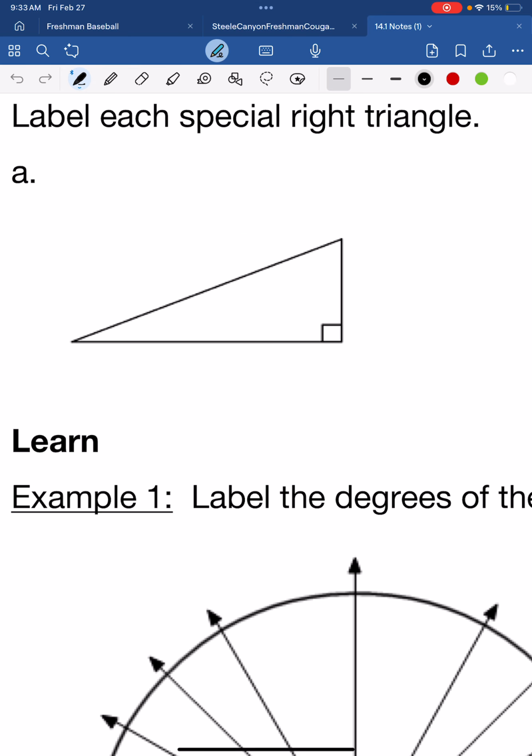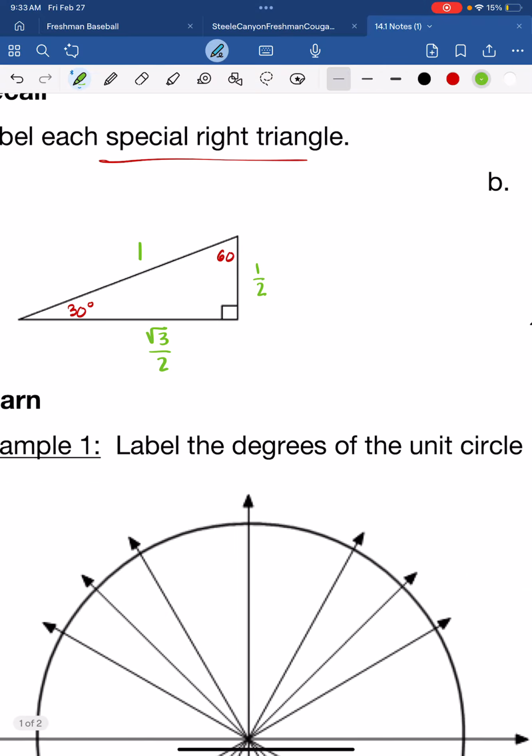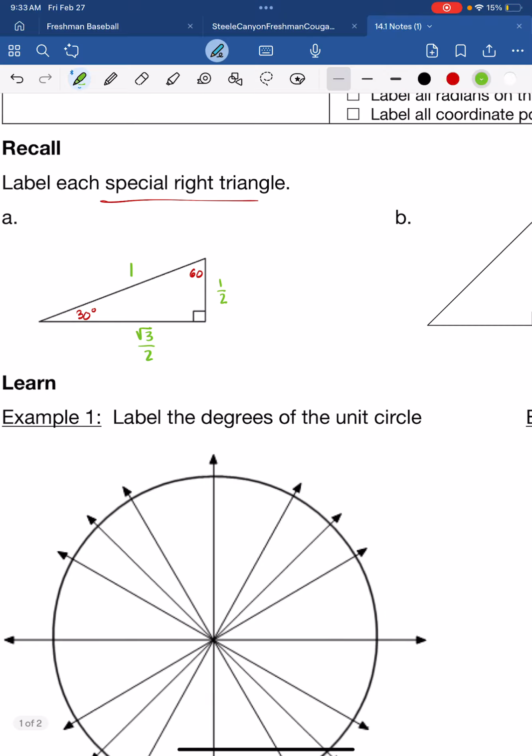All of them are right triangles. You can see in this first one, the smallest angle right here, since we're talking about special right triangles, this would be 30, there's our 90, and this would be our 60. So when it comes to labeling, our hypotenuse is always 1. Across from the 30 would be 1/2, and then across from the 60 would be the square root of 3 over 2, right? So we talked about this a little bit in the last unit.